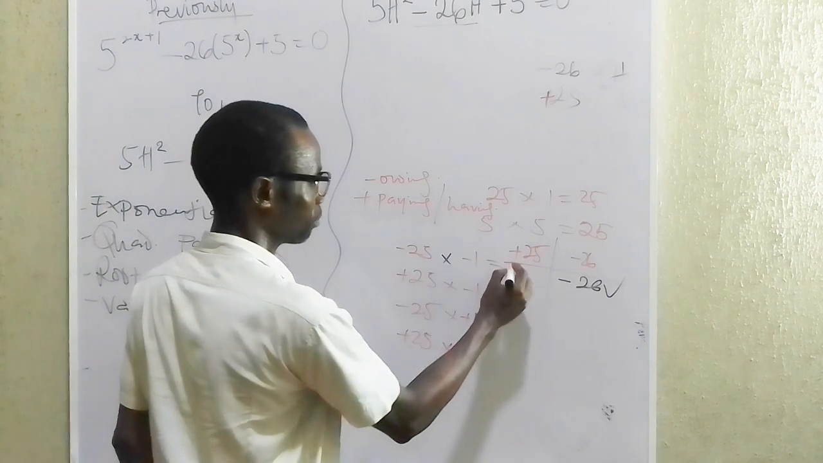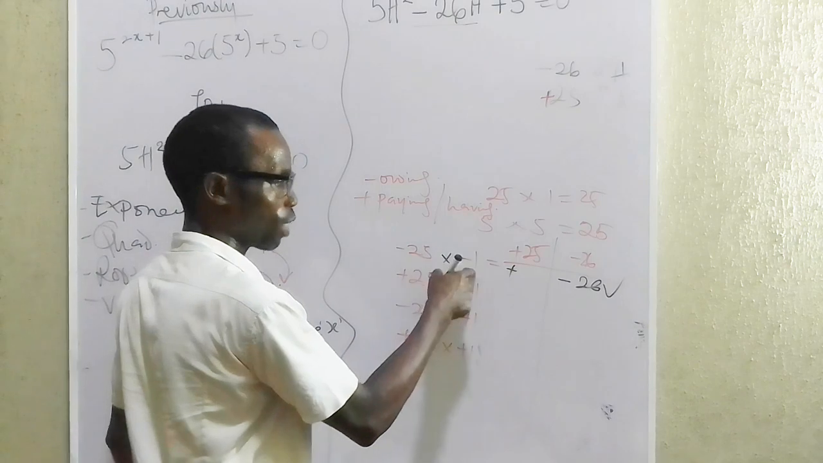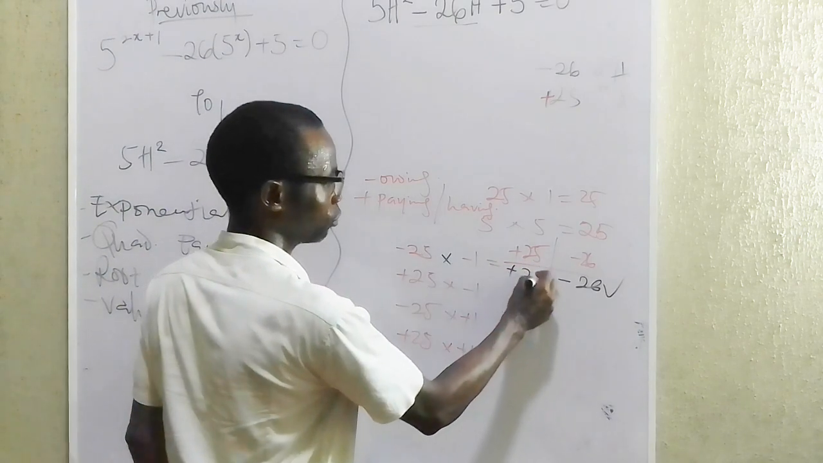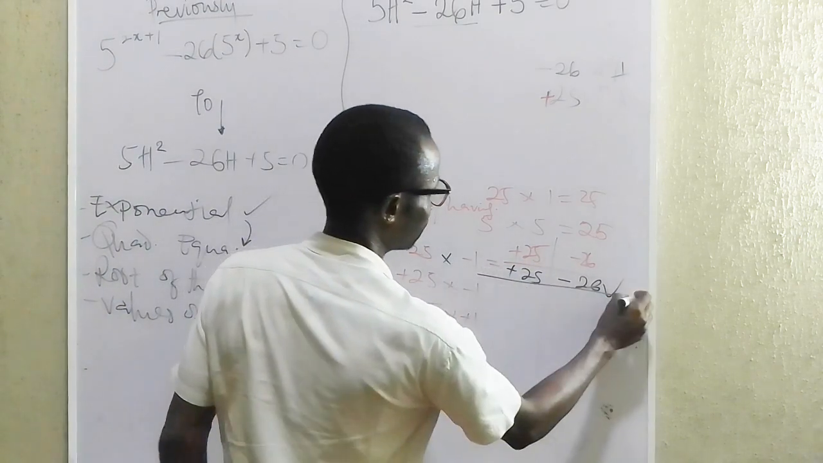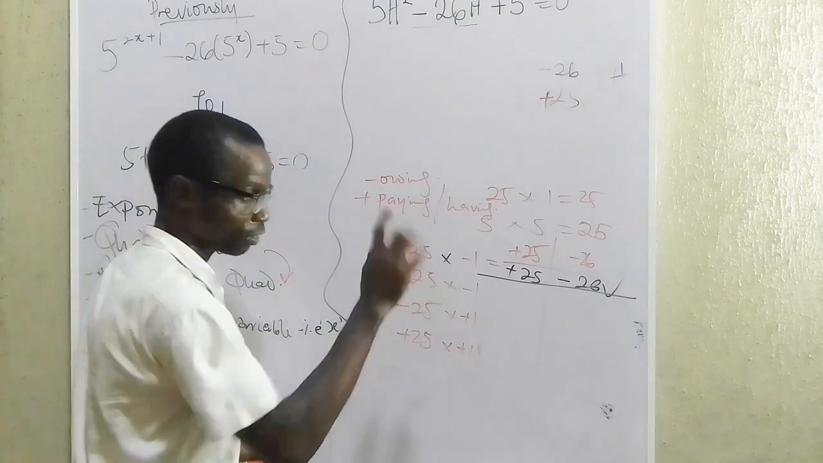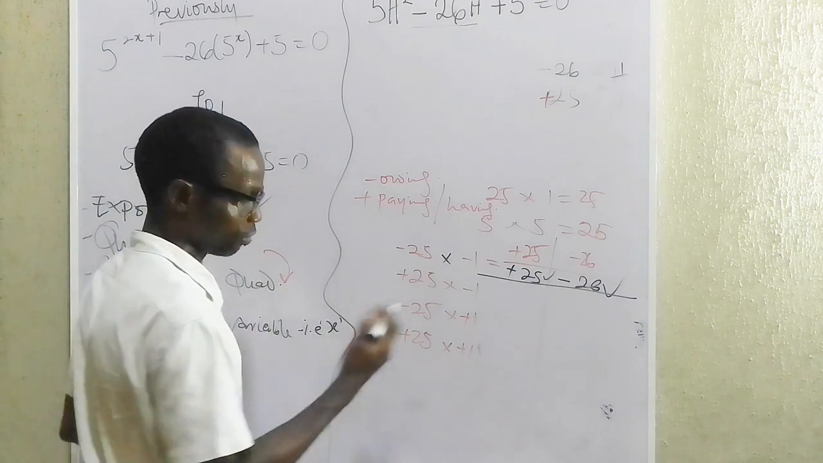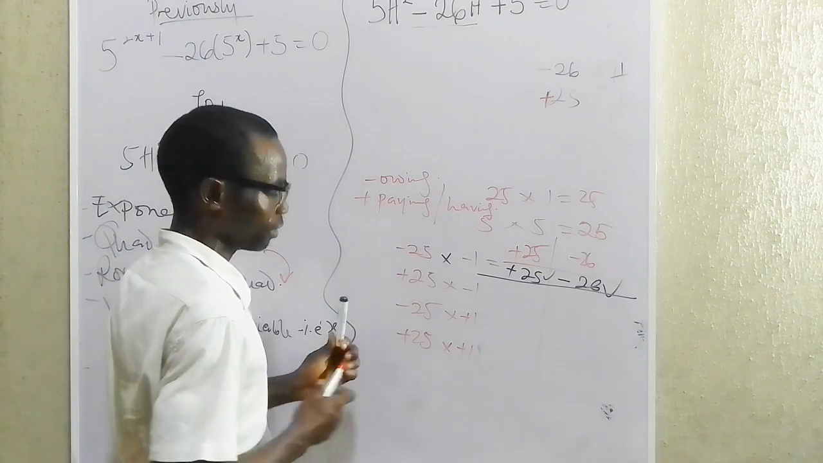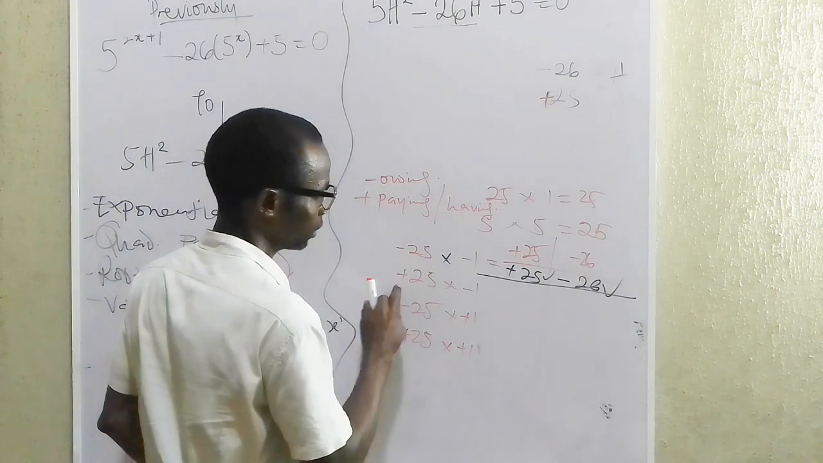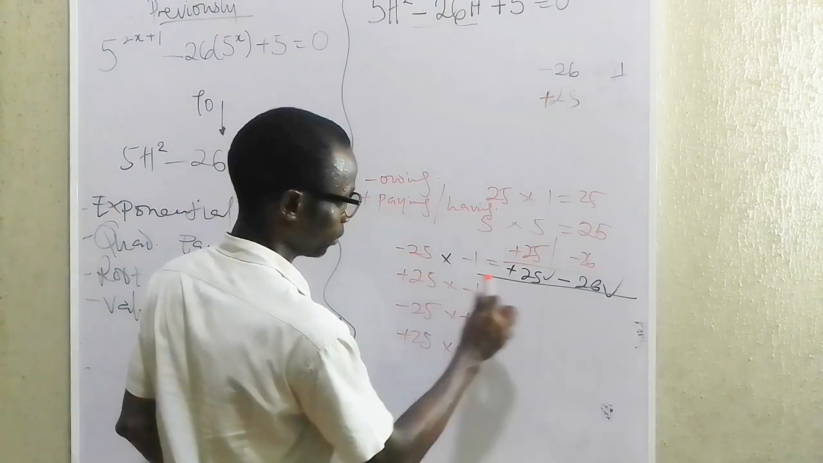Minus times minus is plus, and then 25 times 1. 25 times 1 is what? 25. So I think the first one we did already has solved the matter. I think this has solved it. But let's still try the others so that we'll be sure. Then let's say minus times minus is what? Minus. Okay?